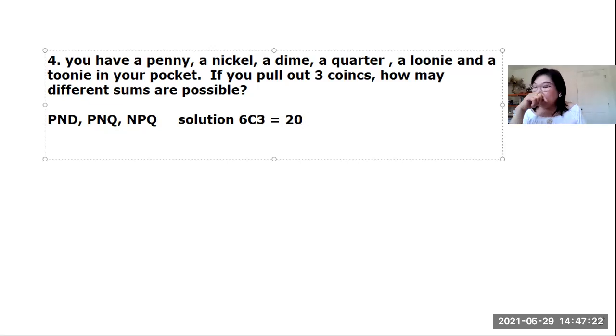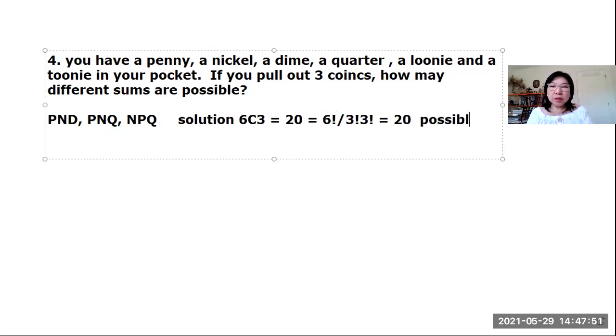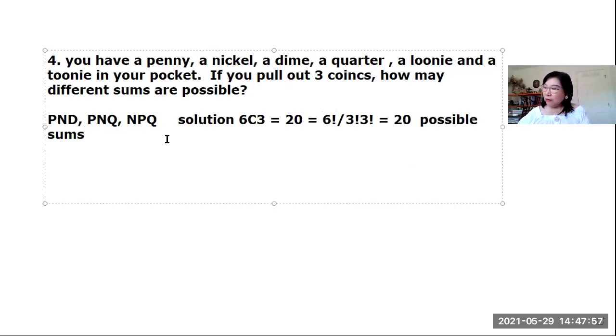Now, what does 6 C 3 mean? In formula, you can count as 6 factorial divided by n minus r, which is 3 factorial, times 3 factorial. And that's the same, you get the answer, 20 possible sums. That's the answer. So that's question 4. I'm going to go to the next question, which is question 5.